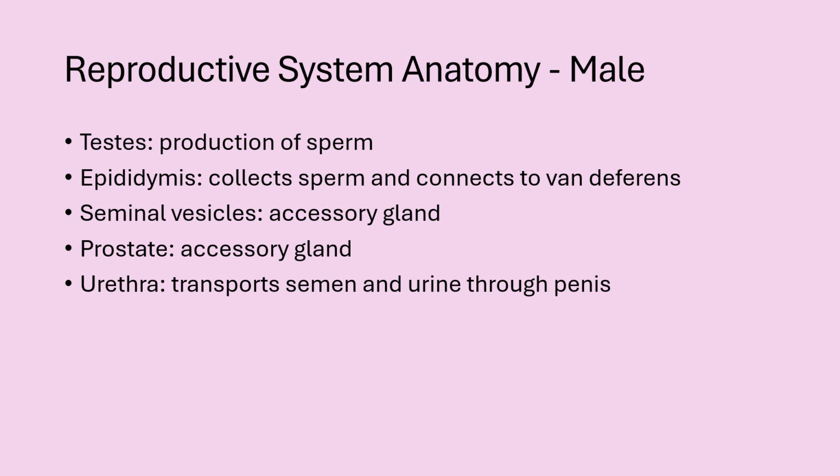For the male reproductive system anatomy, the testes is where the sperm is produced, the epididymis is where the sperm is going to mature, and it's going to connect to the vas deferens. The seminal vesicles are an accessory gland. The prostate gland is an accessory gland. The urethra is actually transporting not only the semen but also the urine through the penis.